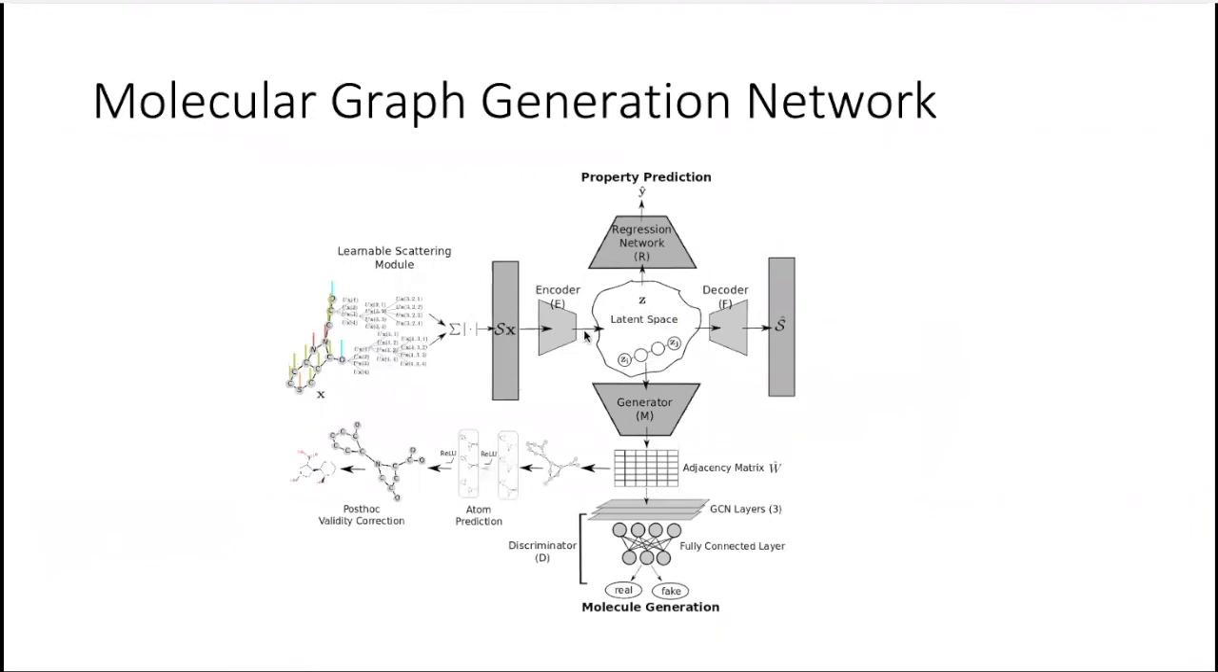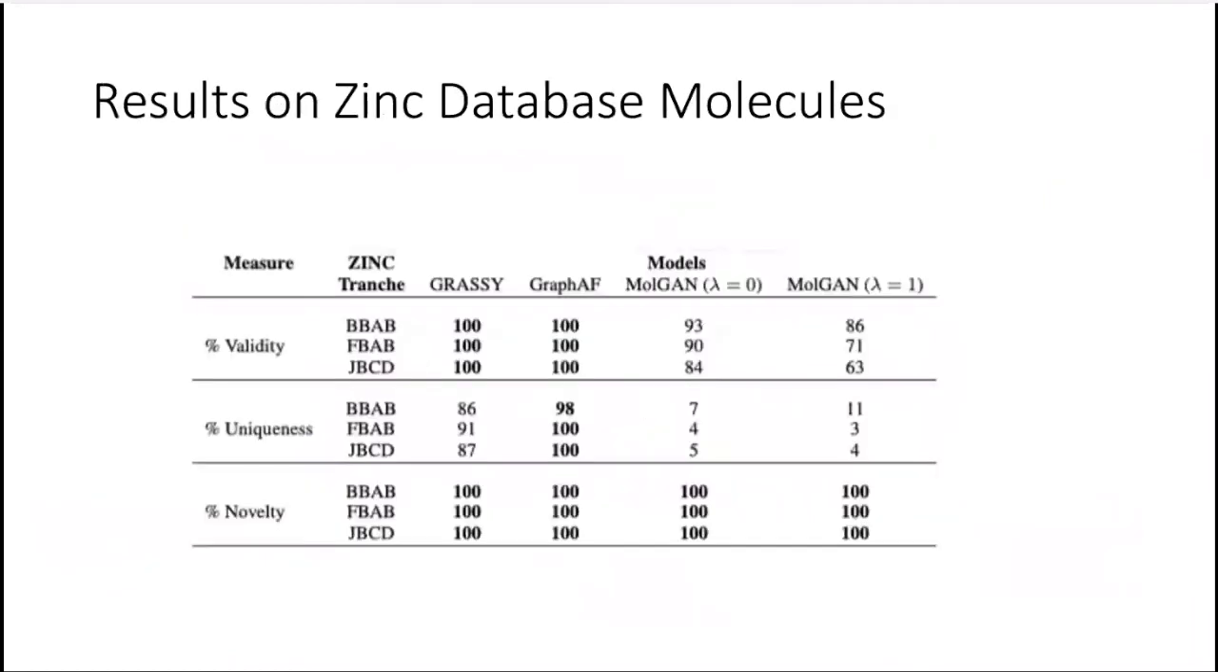So this is how the network looks. It uses the learnable scattering module, uses a regression network to predict the penalty, and uses the generator to generate output. It has a decoder just for the autoencoding penalty. This gives us the highly structured latent space here. And here are some ZINC database molecular results on this, and we have more. I had to update this slide.